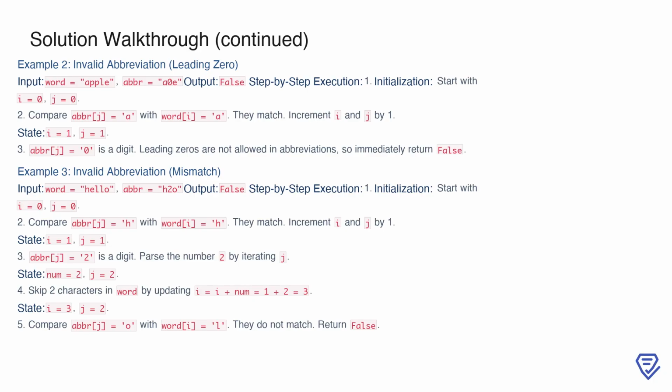In another example, the word is "hello", and the abbreviation is "h2o". Starting again, the first characters h from both strings match, so we increment the pointers. The next character in the abbreviation is 2, which is parsed into the number 2. This instructs us to skip 2 characters in the word, updating the word pointer accordingly. After skipping, the word pointer now points to l, while the abbreviation pointer points to o. These characters do not match, so we return false. This illustrates how mismatches or invalid patterns in the abbreviation lead to a failure.